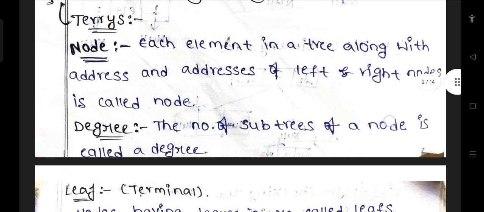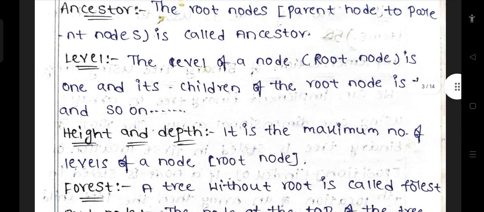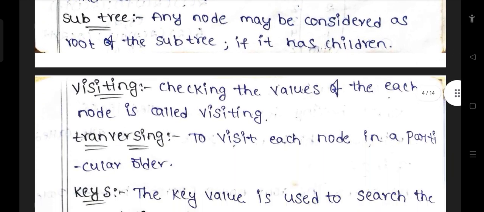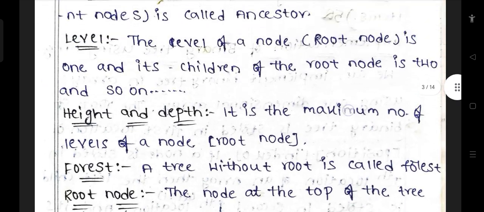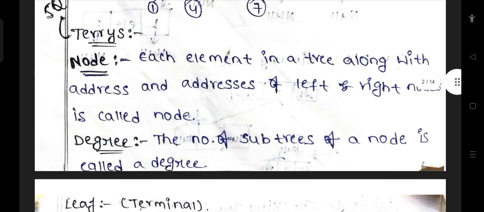Next, a tree consists of some concepts. Those are node, degree, leaf, siblings, ancestors, level, height and depth, forest, root node, parent, child, subtree, visiting, traversing, keys. So all these are concepts of the tree. To understand the tree concept, we have to imagine a tree as a family. In a human family, humans have siblings, cousins, parents, grandparents, aunts, uncles. All those relations are there for humans.